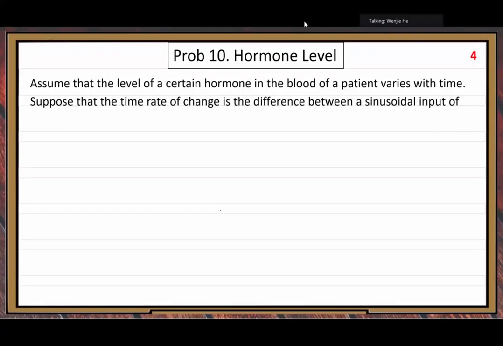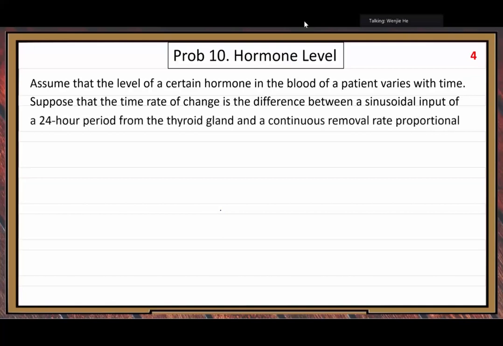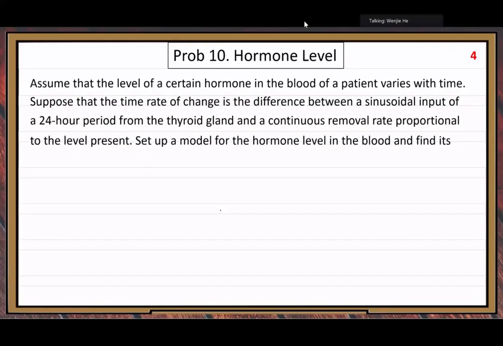difference between the sinusoidal input, the sine function, that wave shape, of a 24-hour period from the thyroid gland and a continuous removal rate proportional to the level present. Let's understand this long sentence. So this long sentence gives us the equality.